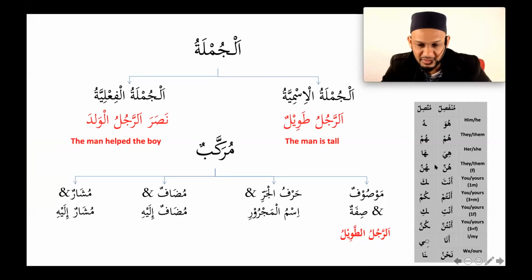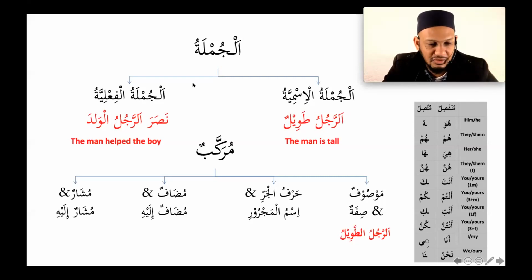the dhamir. So we have the detached pronoun, and I'll just say the list once for you to remember. Huwa, hum, hiya, hunna, anta, antum, anti, antunna, ana, nahnu. Huwa, he; hum, them; hiya, she; hunna, them females; anta, you one male; antum, you many males; anti, you one female; antunna, you many females; ana, I; nahnu, we. So those are all the detached pronouns. Then we have an attached pronoun. In other words, it's attached to a word: hu, hum, ha, hunna, ka, kum, ki, kunna, i, na.